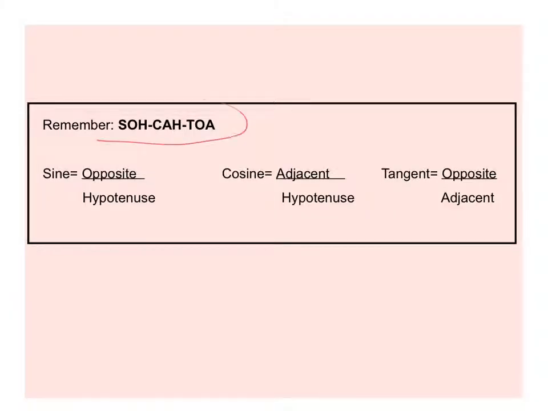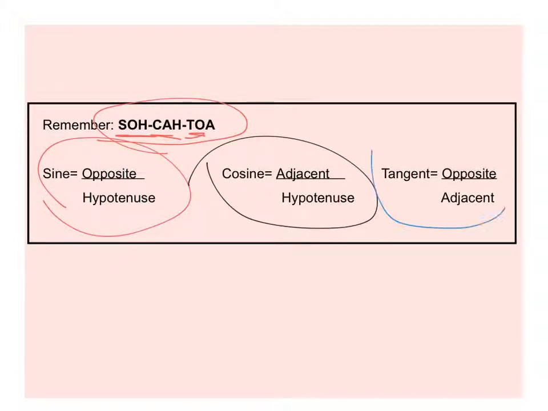So remember SOHCAHTOA. It wouldn't be a bad idea to write this on assignments, write this on quizzes, just so you remember what it means. Sine is opposite over hypotenuse, cosine is adjacent over hypotenuse, tangent is opposite over adjacent. Just keeping those three things straight and solving for it.